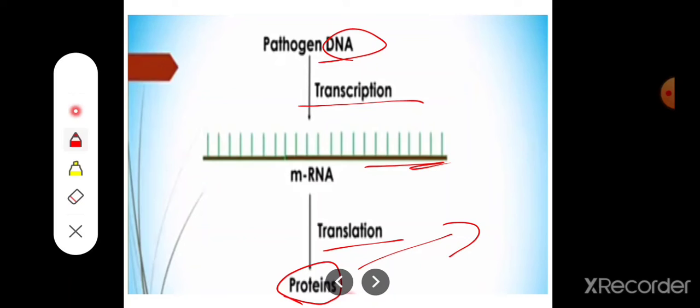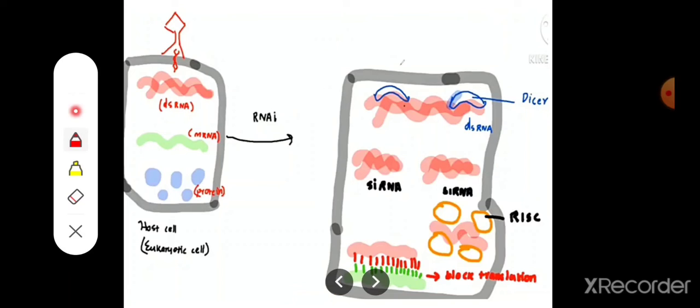Okay, the same thing works in all living organisms except viruses. In the case where RNA is the genetic material, it will be converted into DNA by reverse transcription. Okay, so now let us see the process here. So children, we will first learn how RNA interference happens in a eukaryotic cell.